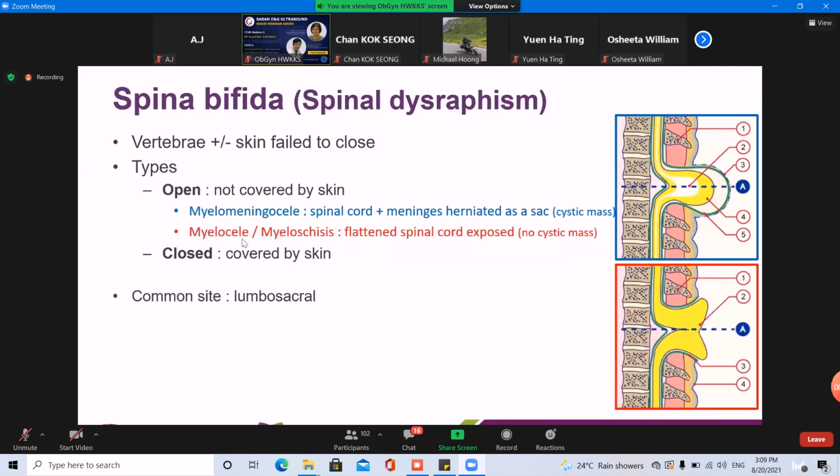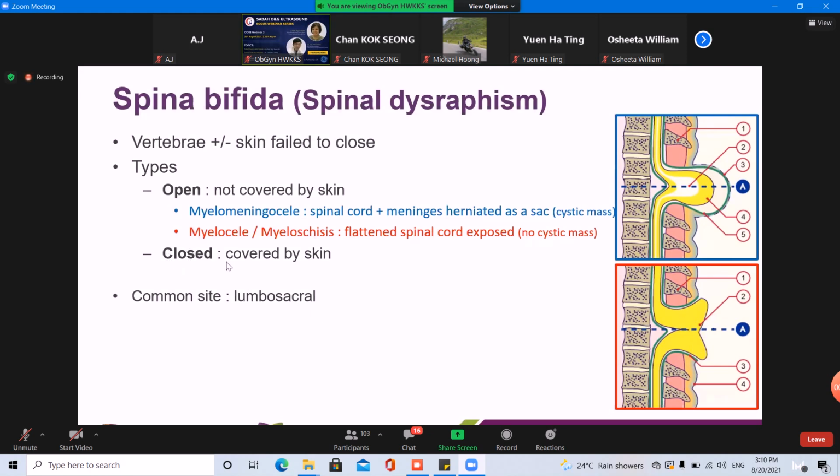The second type is what we call myelocele or myeloschisis. In this type, there is a hole there, but only the spinal cord herniates out. The meninges does not herniate, and there is no covering membrane and no covering skin, and therefore you would not be able to see any cystic mass. Instead, you would just see a hole, and the hole containing neural tissue.